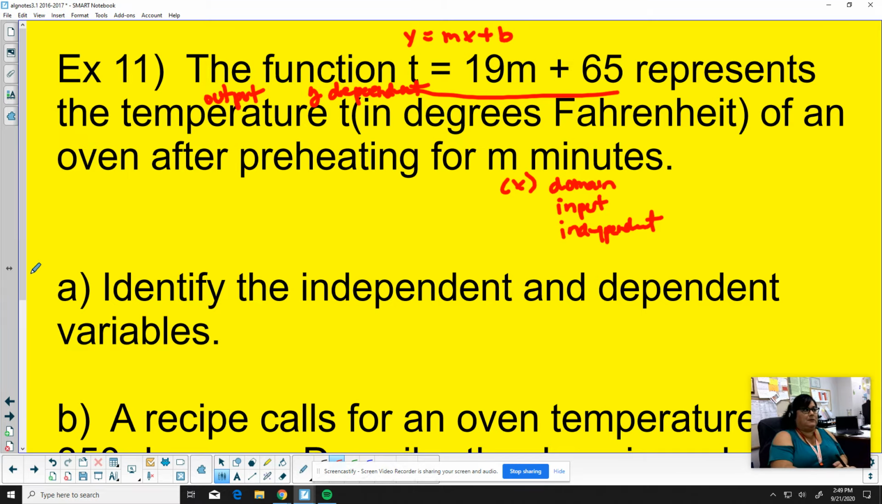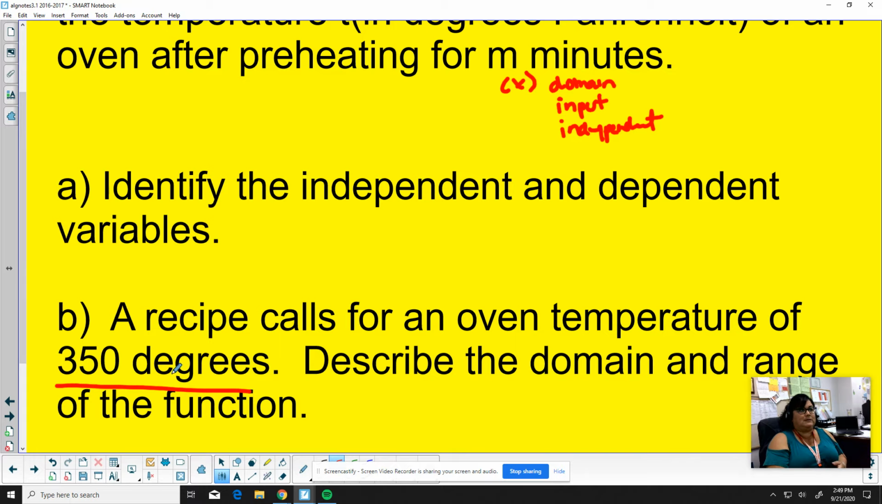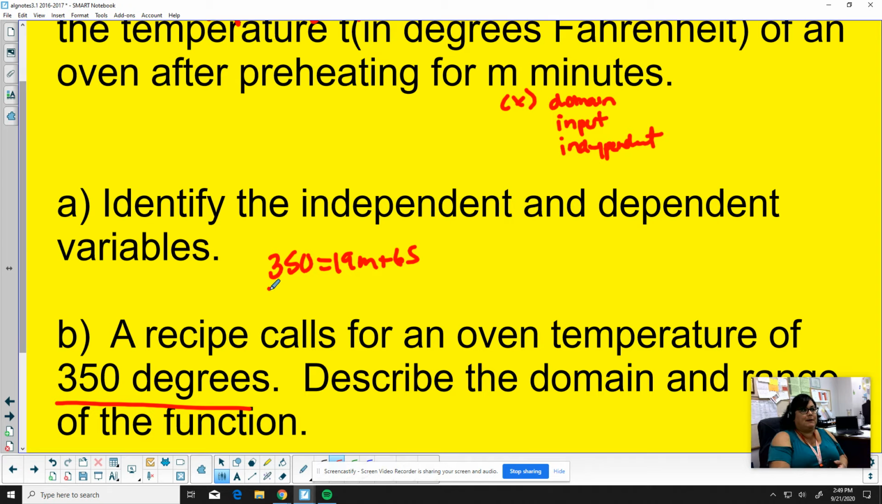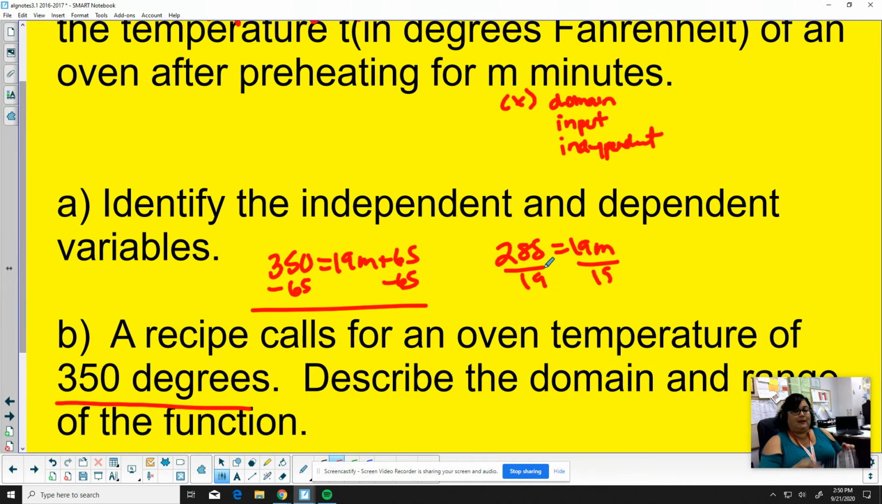Okay. All right, so it says that I'm plugging in 350 degrees. Well, is that minutes or is that temperature? Well, that's temperature. So I'm putting 350 in for T. So 350 equals 19m plus 65. Well, I can just solve that using my fantastic solving skills we got from chapter 1 and 2. So that's 285 equals 19m. And I'm dividing. I have a calculator here. Let me make sure I subtracted correctly. 350 minus 65. Yep. And then divide by 19, not 15. And I get 15. So 15 minutes is my answer.